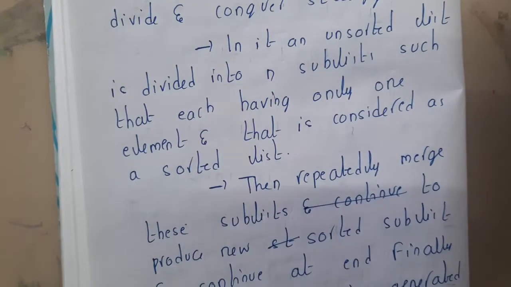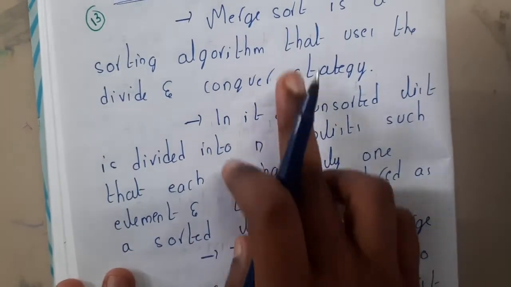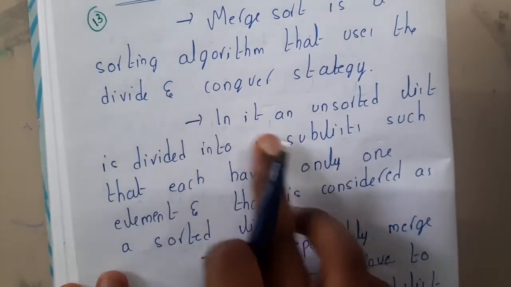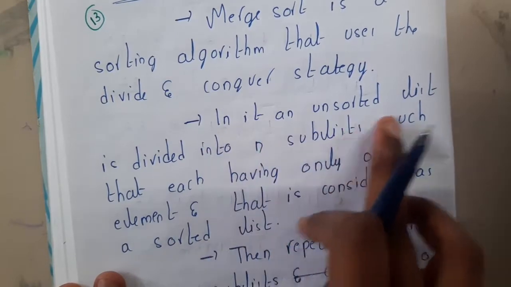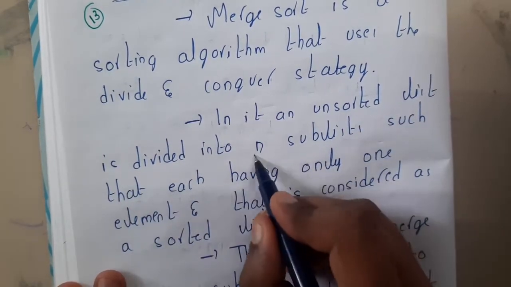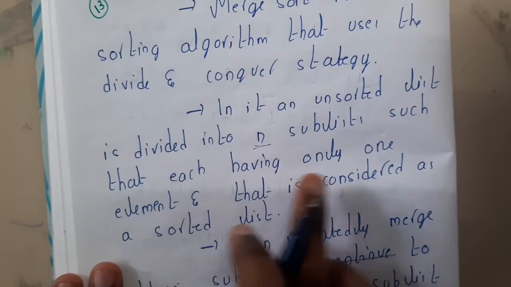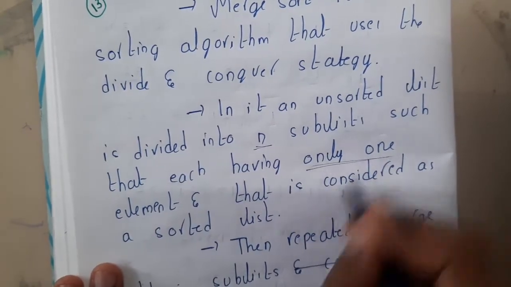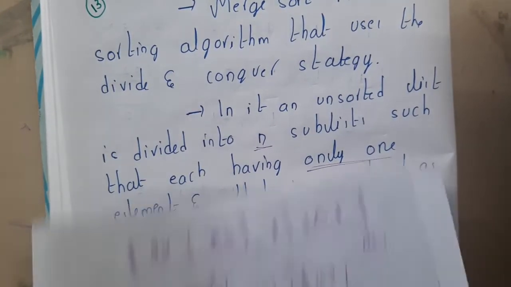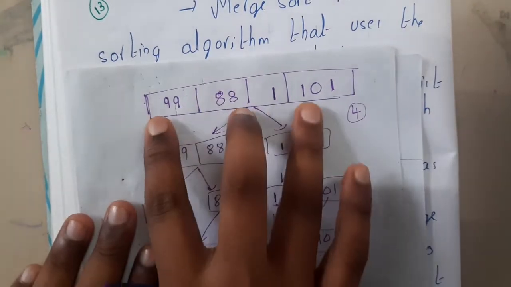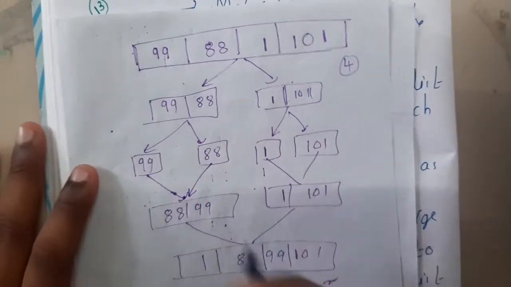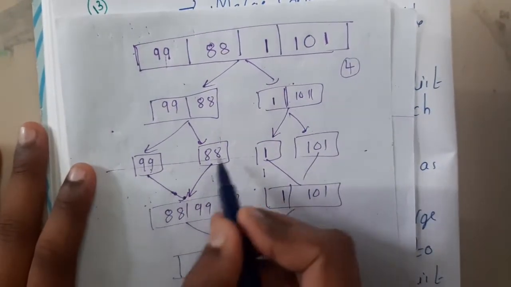Got it? So it uses divide and conquer. An unsorted list is divided into n sublists such that each has only one element. If you observe here carefully, we have a 4-element list, right? In the middle layer, exactly in the center, how many lists are there, guys?